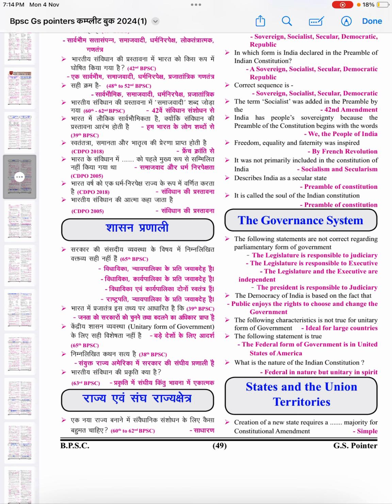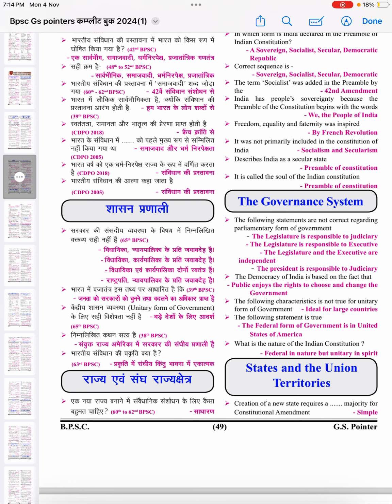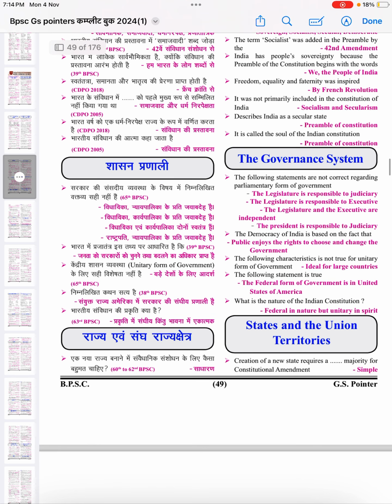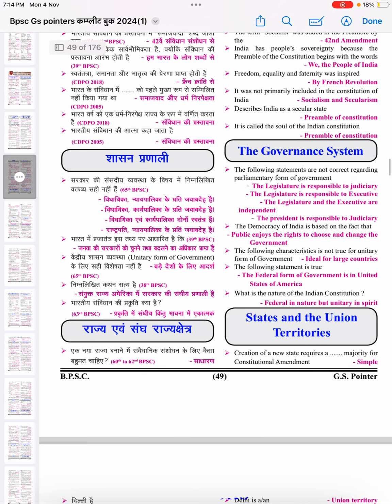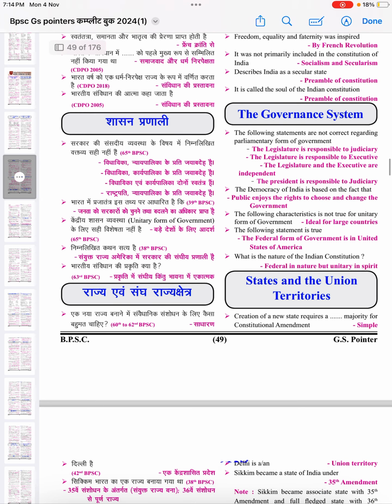India has people's sovereignty because the preamble of Constitution begins with the word "We, the people of India." Freedom, equality, fraternity was inspired by French Revolution. It was not primarily included in the Constitution of India. Socialism and secularism describe India as a secular state. Preamble of Constitution. It is called the soul of the Indian Constitution. Preamble of Constitution. The governance system.